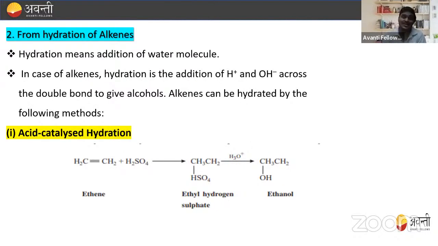Okay. Now this one is also very, very important, that is, from hydration of alkene. So how will you prepare alcohol from the hydration of alkene? Basically, hydration means what? Hydration means addition of a water molecule. The first point is very clear.